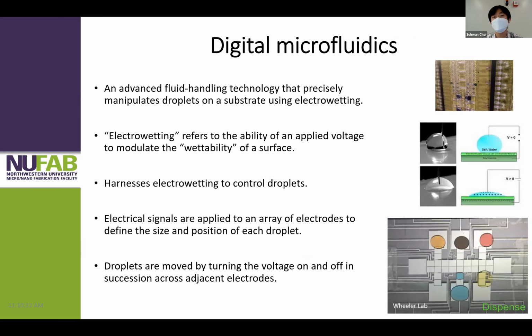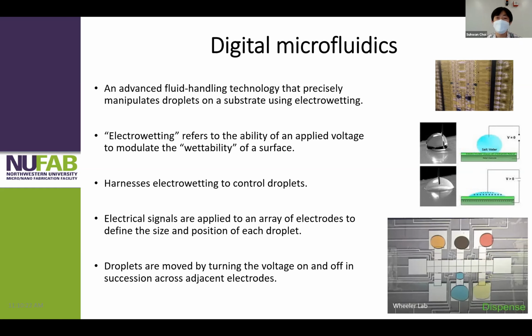And the third one is digital microfluidics. It is an advanced fluid handling technology that precisely manipulates individual droplets on a substrate by using electrowetting. Electrowetting refers to the ability of an applied voltage to modulate the wettability of a surface.